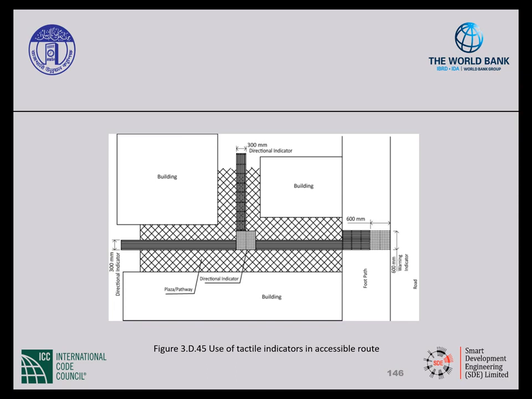At the footpath, there's a change of condition here. You have cross traffic. It's foot traffic, but there is cross traffic. So the directional indicator is now 600 millimeters wide as opposed to 300 millimeters wide. And then when you get to the edge of the footpath, it's changed to a warning indicator that's 600 by 600 millimeters to warn you before you walk out into the roadway.